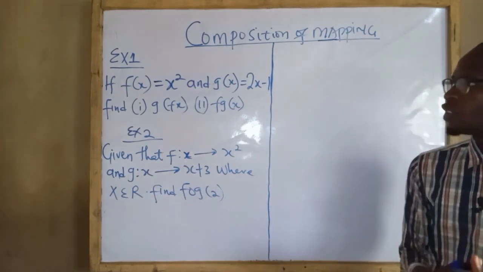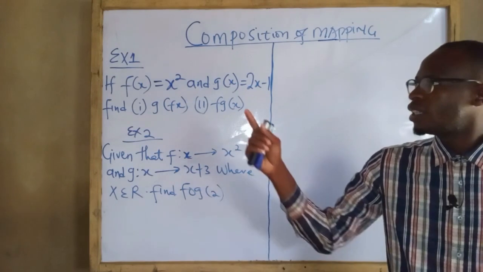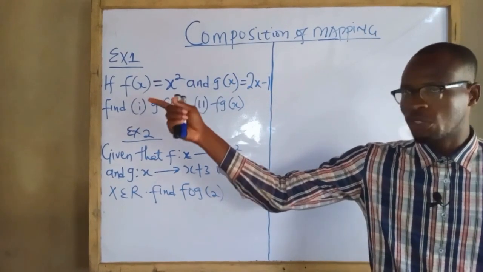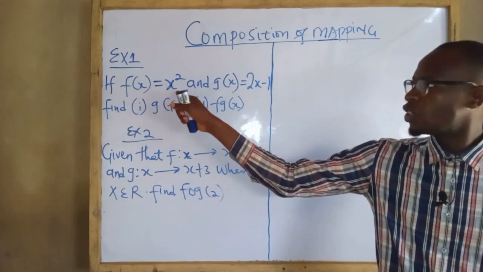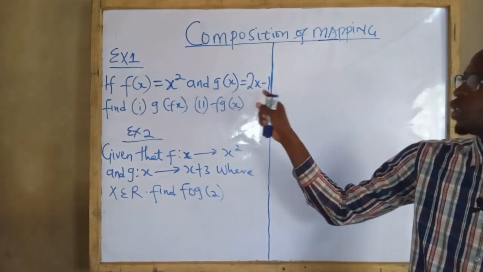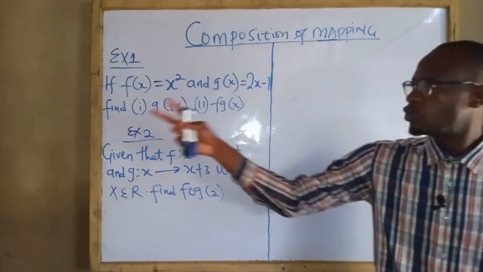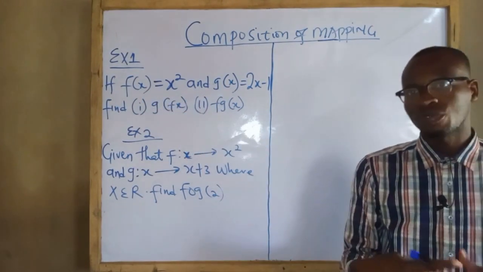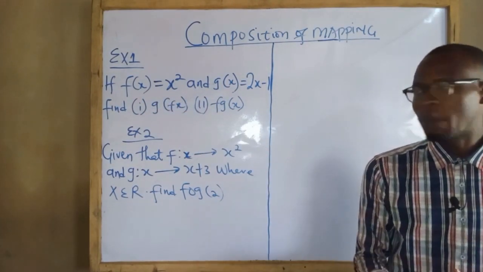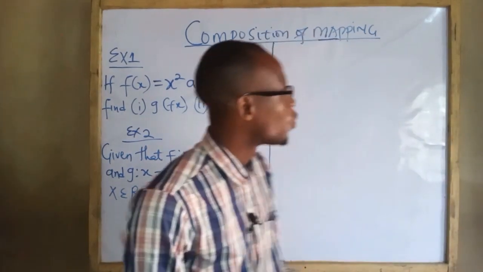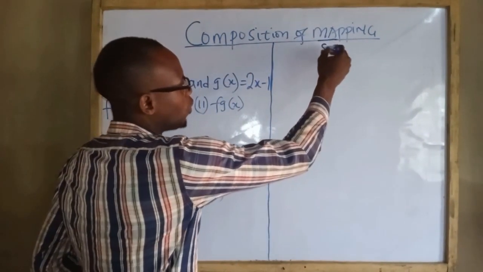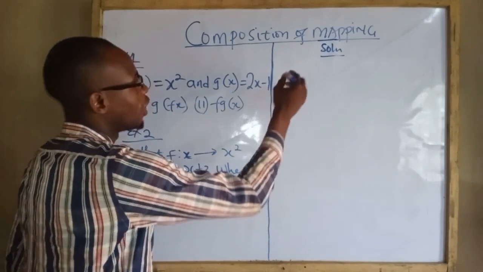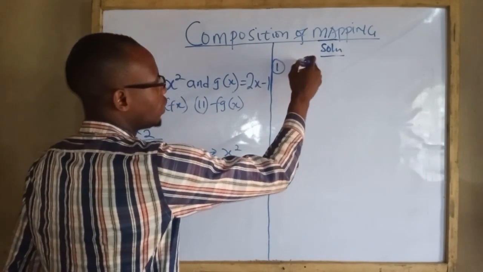Now we are given the first example here. The question says if f(x), that is function of x, is equal to x squared, and g(x) is equal to 2x, and is also another function, then we have to find g of f(x), that is, the two functions are being merged together to form a mapping. So let's start with the solution to the question. Let me bring out the question back. That's question 1, Example 1.